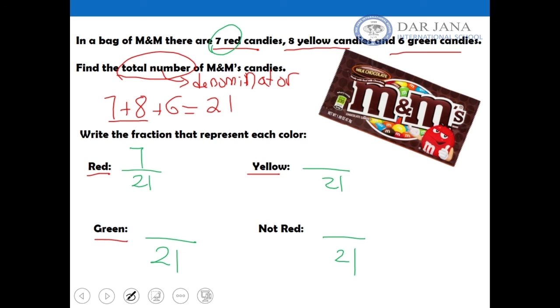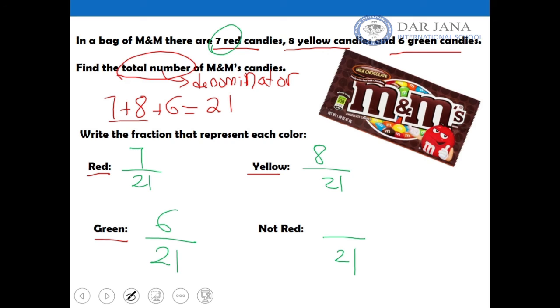How many yellow I have? 8 yellow candies. So 8 out of 21 is the fraction of the yellow. You see how easy it is? The green, how many green candies I have? I have 6. So 6 out of 21 is the fraction of the green.